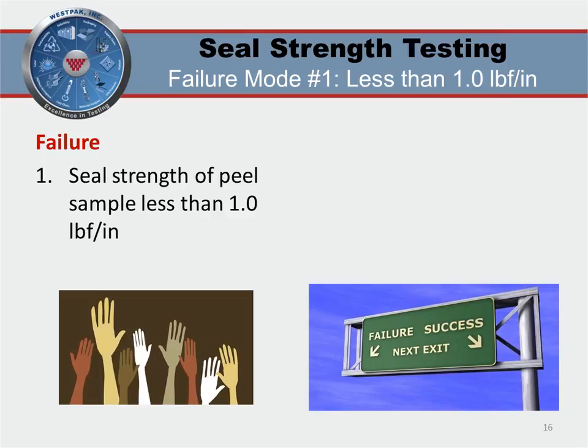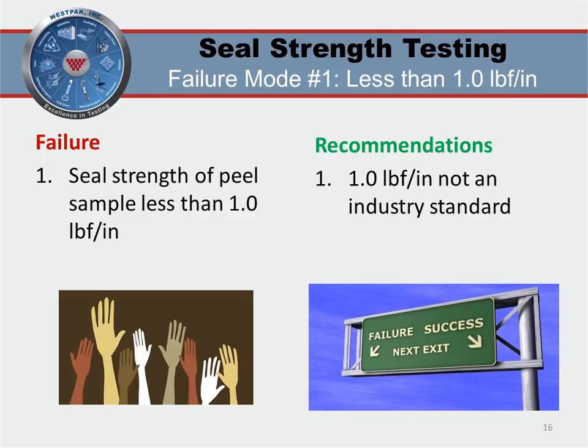So we always get asked where the 1 pound force per inch came from. This actually is not an industry standard, and in fact, there actually is no industry standard. 1 pound force per inch is just an arbitrary number that a lot of people use since there's no standard to follow. If your current package system can get away with lower peel values and still maintain its sterile integrity, your sealing parameters should be sufficient.